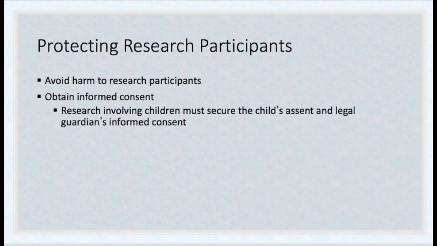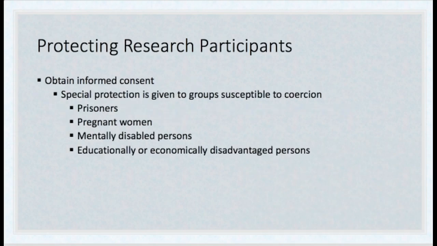So again, avoiding harm to our research participants, obtaining informed consent, and children have to be given assent or a legal guardian's informed consent. So again, we have to protect the identity of a person in our study, even those involved in a study but not directly. And we make sure that the identity of the person is only available to the study staff and on a limited basis.